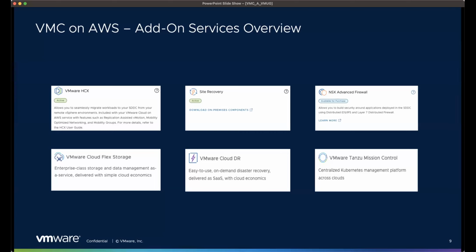So it works kind of the same. You get a managed Site Recovery instance in VMC. You pair that with your on-premises side, and you can start DR protecting your workloads.